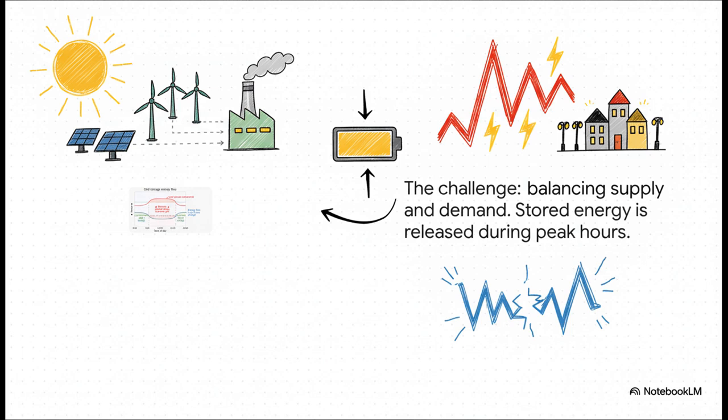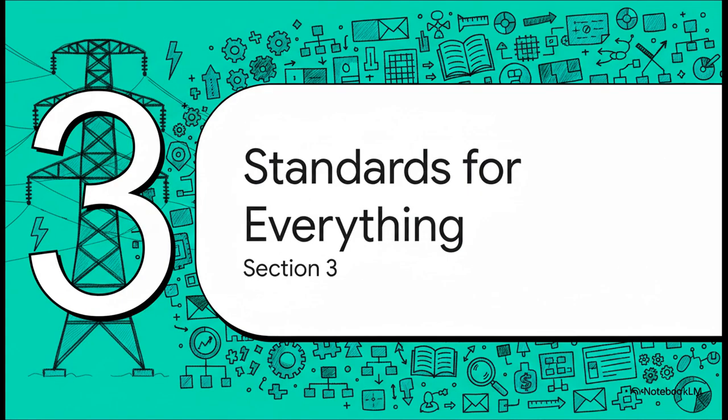When there just isn't enough supply to meet that peak demand, the whole system starts to fail. And that's when they have to shed the load, which is a nice way of saying they turn your power off. Now, that idea of managing a complex system with incredibly precise rules, that's not just for the power grid.